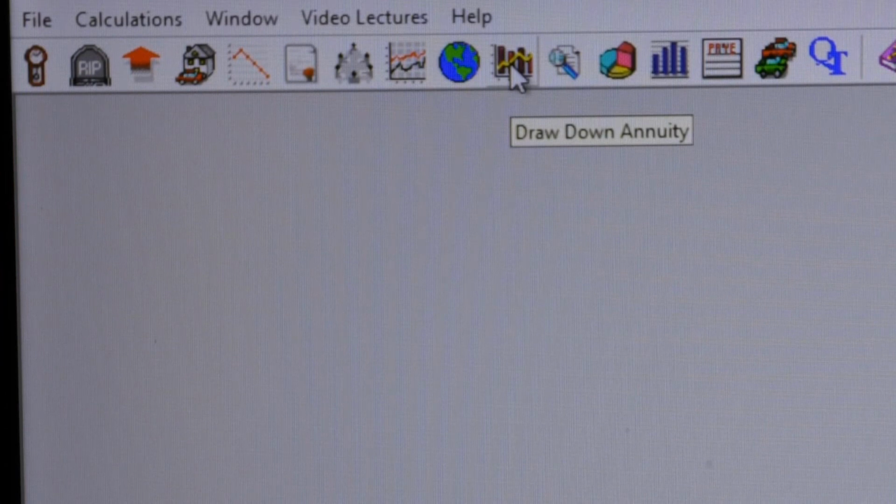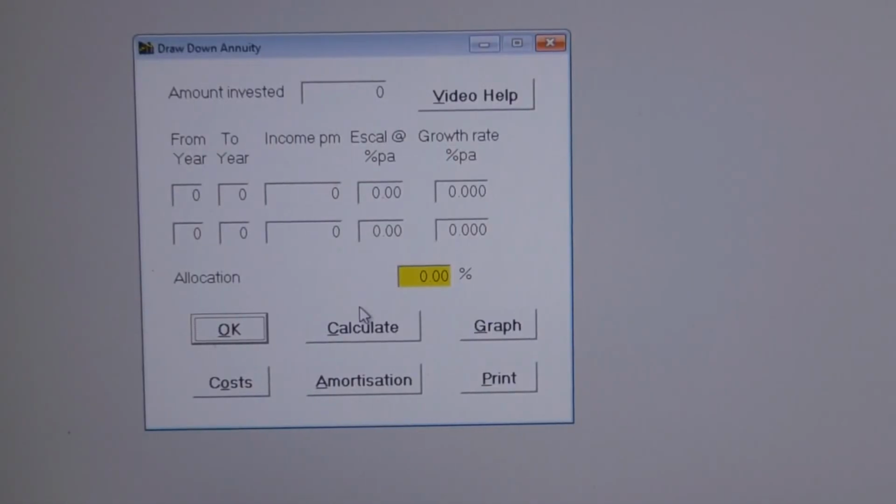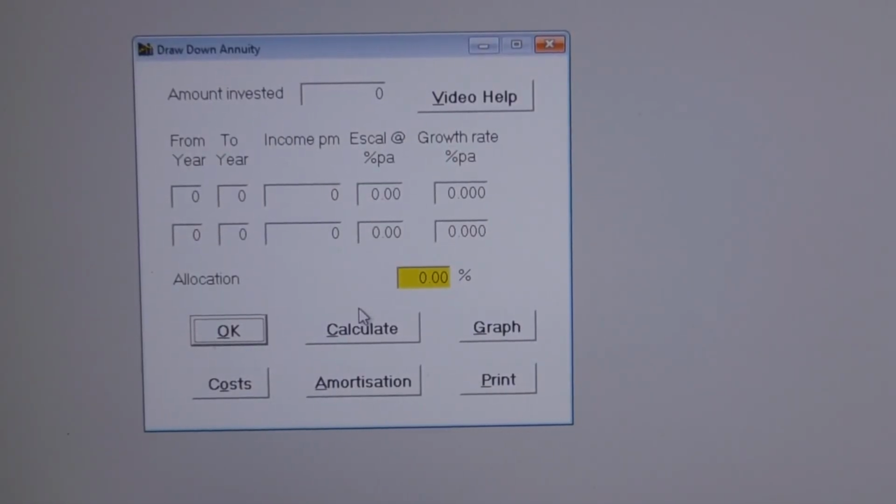This icon opens the drawdown annuity calculator. This calculator will show how, with a little financial planning, it's possible to receive the income required from a living annuity for a much longer period. In addition, much more capital is retained with the investment company for far longer periods. The program offers its own accredited video lecture explaining exactly how this is done.